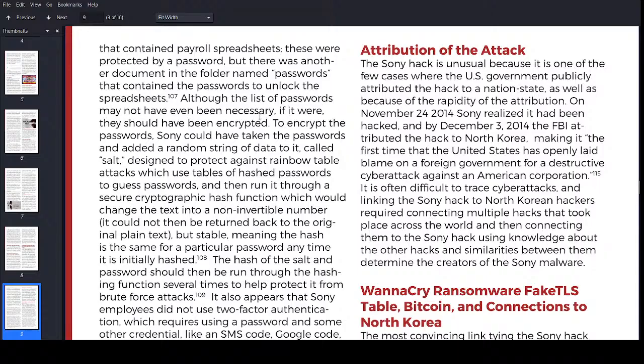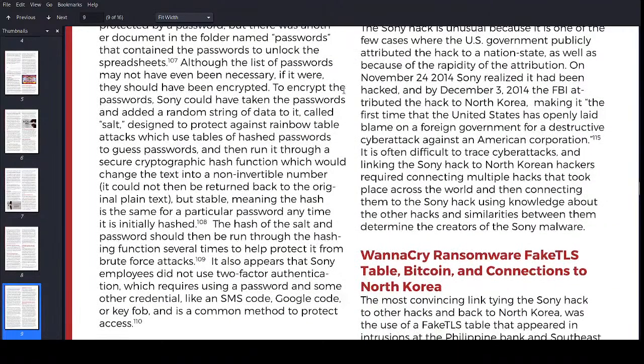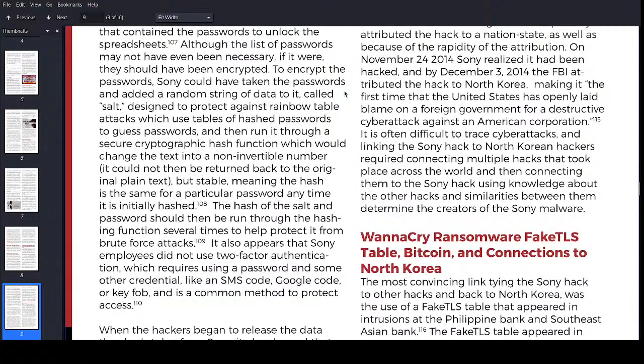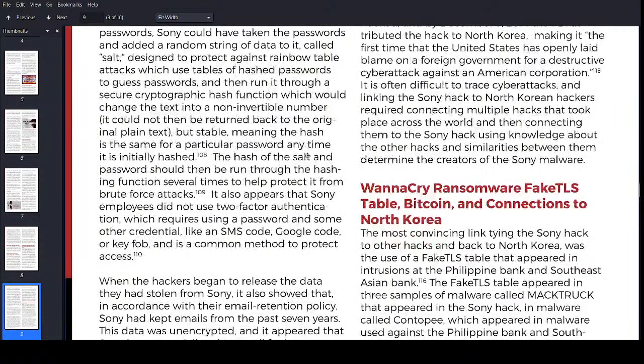Because a lot of people use weak passwords even to encrypt simple passwords. So to encrypt the passwords, Sony could have taken the passwords and added a random string of data to it called salt, designed to protect against rainbow table attacks, which use tables of hashed passwords to guess passwords, and then run it through a secure cryptographic hash function, which would change the text into a non-invertible number.